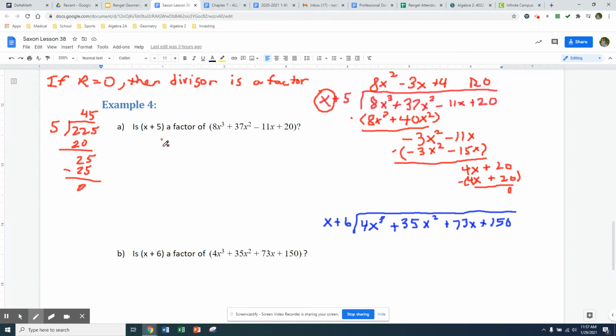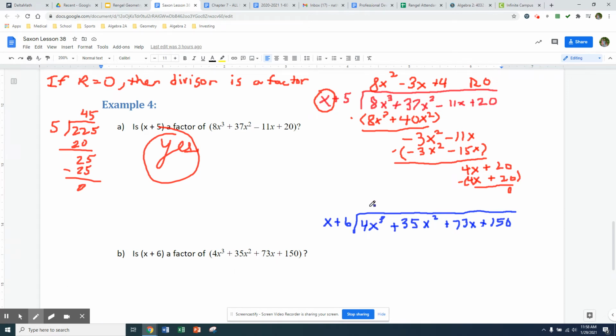And if we get a remainder of 0, that's going to mean, yes, this is a factor of the polynomial 8x cubed plus 37x squared minus 11x plus 20. Then the remaining polynomial in your quotient, 8x squared minus 3x plus 4, could be looked at and tried to factor out even more.